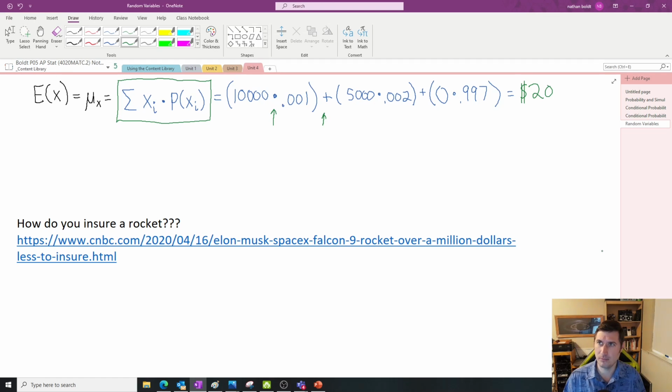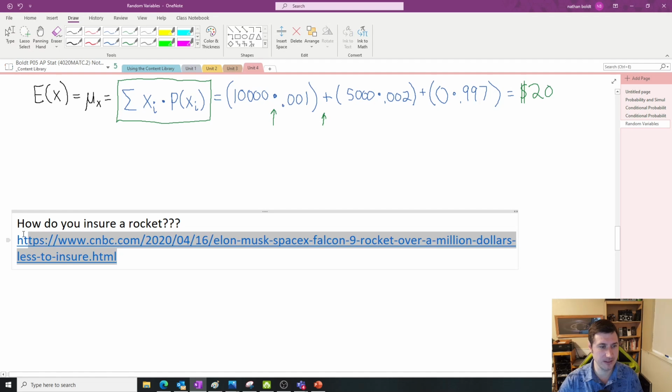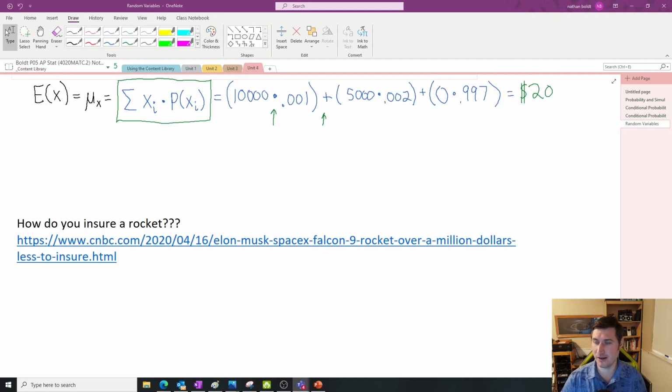Whew. What do you charge to insure a space rocket? Crazy. I'm going to throw this into the chat. I want you to take a minute, read this, so you can see kind of where this is actually used. It's kind of cool. It's not all about expected value or anything, but it is at least relevant and the same topic we're looking at. Give you 3-4 minutes. Give it a read.